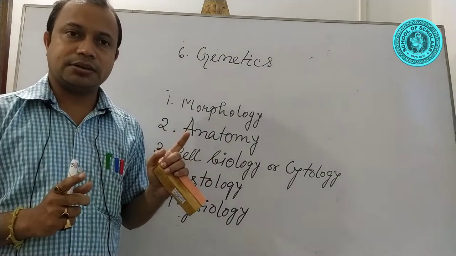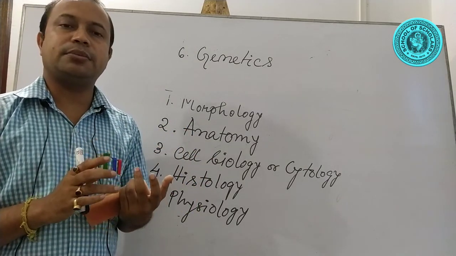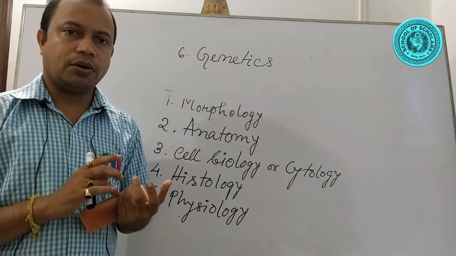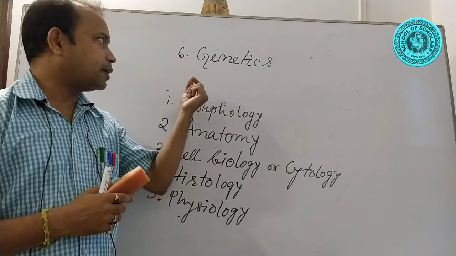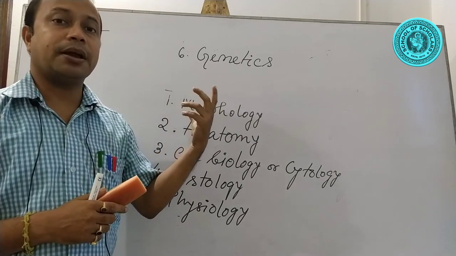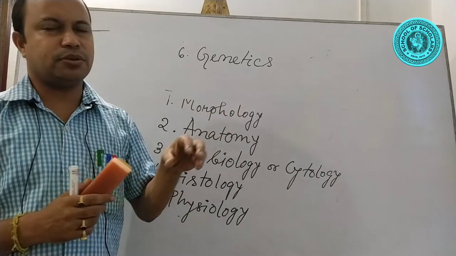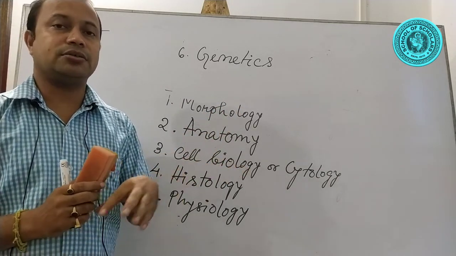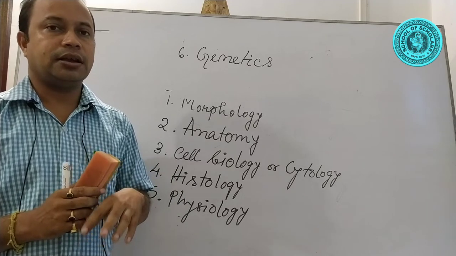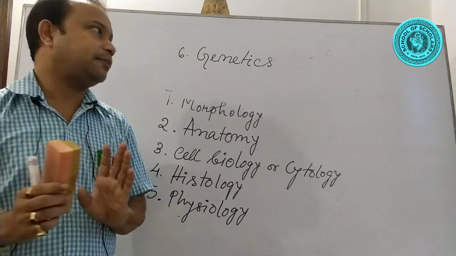And variation means the differences of characters among the individuals of the same species or individuals developed from the same parents. Therefore, this branch deals with the mechanism of transmission of characters, that means heredity, and variation. Variation means differences of characters among the individuals of the same species or individuals developed from the same parent.